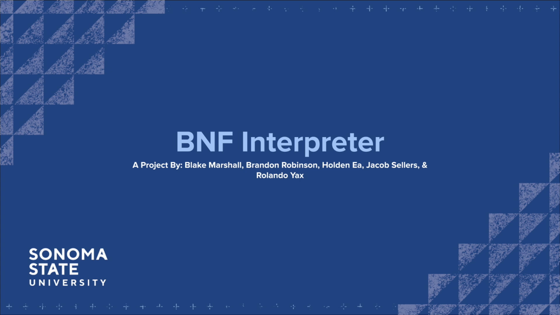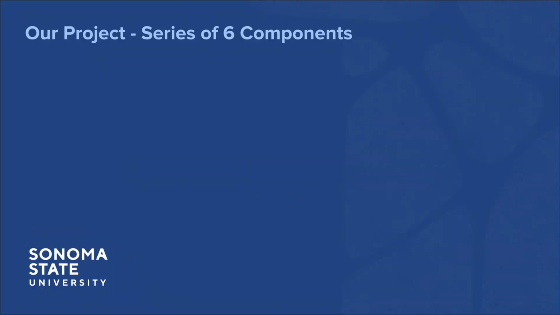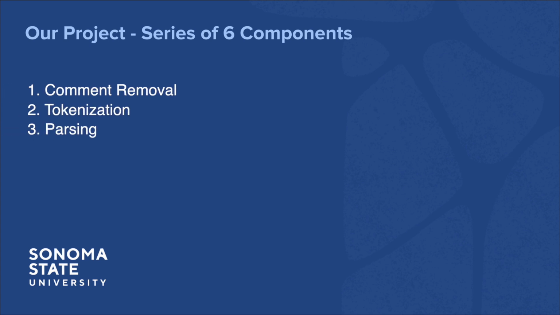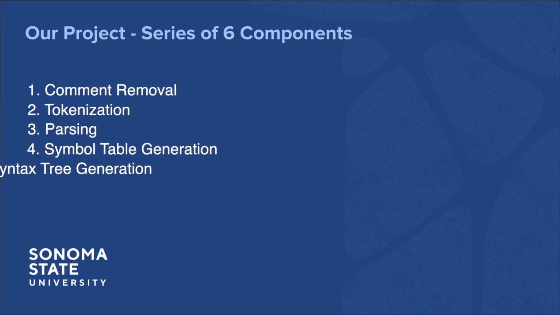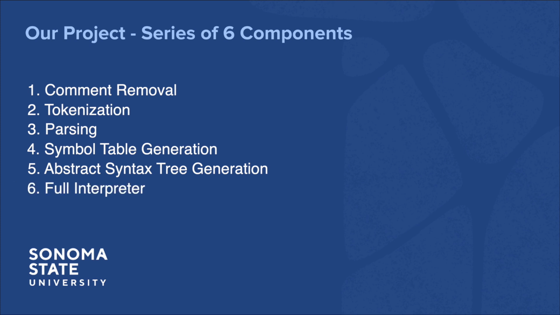The interpreter was constructed through a modular design, comprised of several key components that work in sequence to process the input. These components include comment removal, tokenization, recursive descent parsing, symbol table generation, abstract syntax tree generation, and finally, the full interpreter. Beginning with comment removal, this component aims to strip code of all comments.